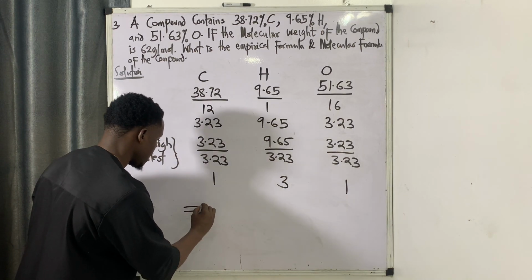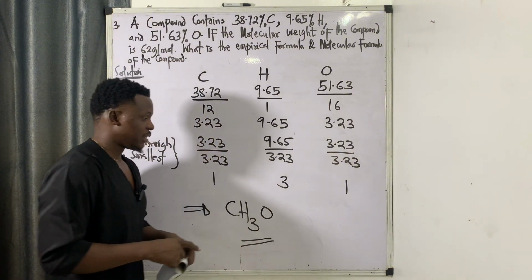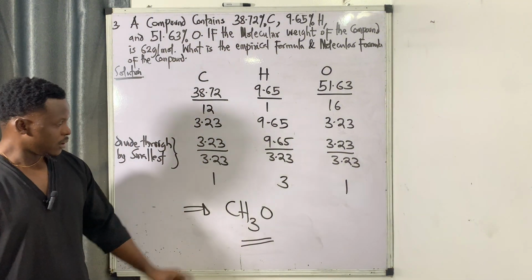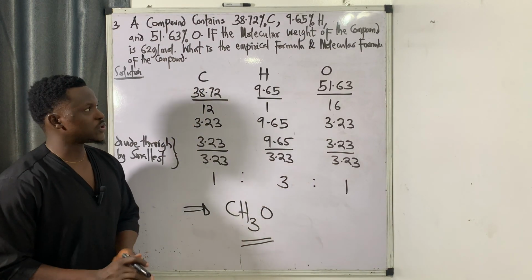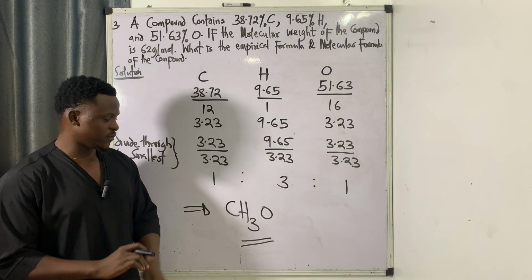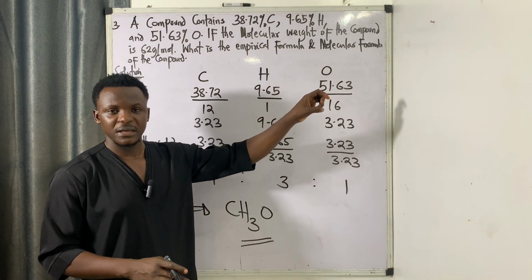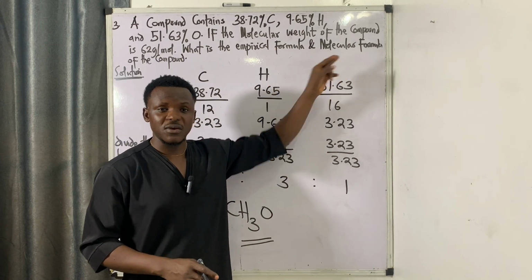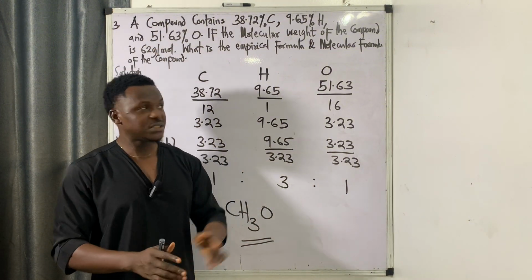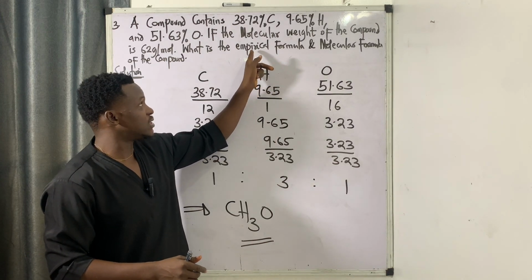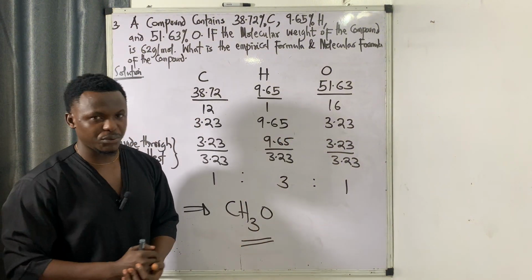So therefore, our empirical formula becomes CH3O. That is our empirical formula. Carbon is 1, the ratio is 1:3:1. But remember they told us to solve for empirical formula and molecular formula. So we've gotten our empirical formula. Even if they did not ask us to solve for empirical formula, if they had asked us to solve for molecular formula, you must get empirical formula first before you proceed. So this is just for formality. For me to solve for molecular formula, I need to know my empirical formula. Okay?